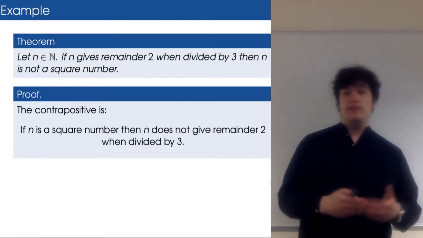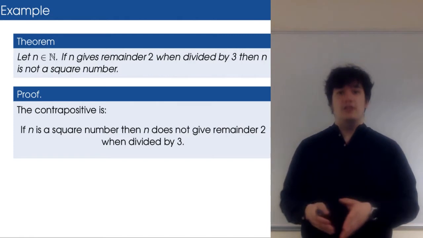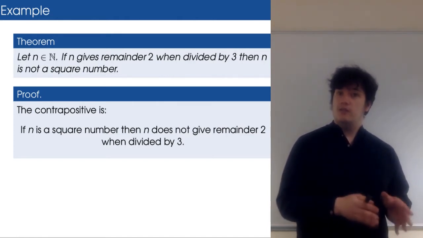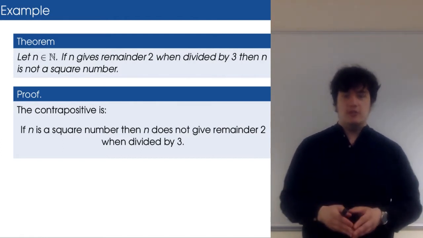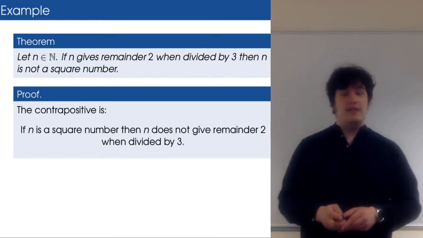So the contrapositive of this theorem is, if n is a square number, then n does not give remainder 2 when divided by 3. So the "if n is a square number" is not the things after the "then" in the theorem, and "does not give remainder 2 when divided by 3" is not the things before the "then" in the theorem.